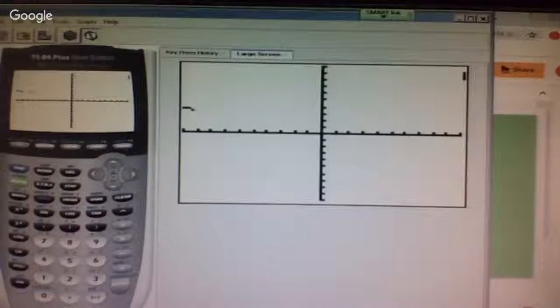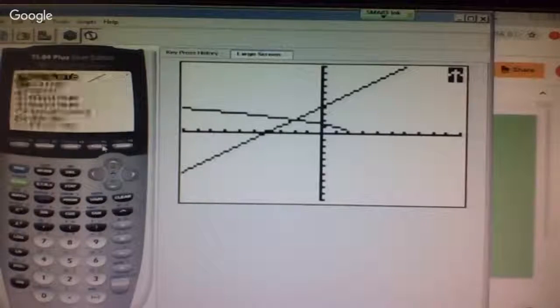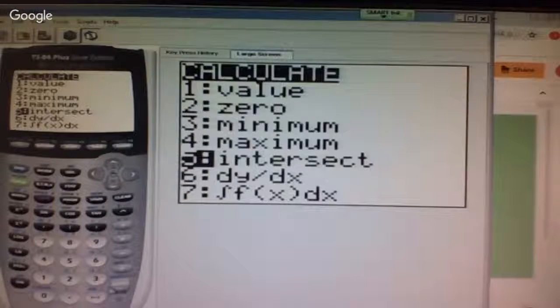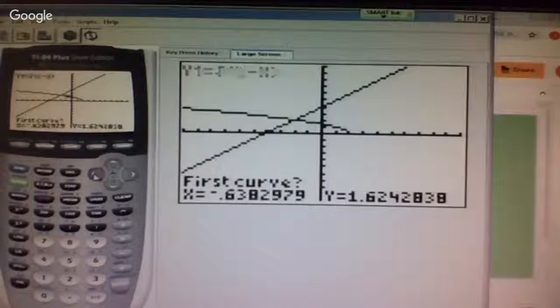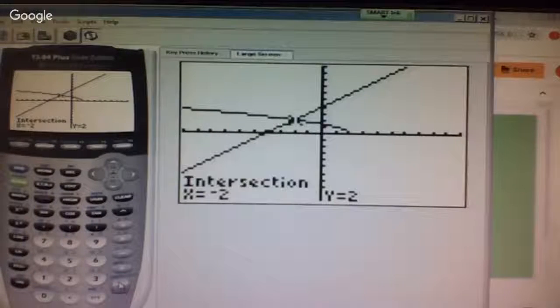Okay, you could have also graphed this. So here's your graphs. You can clearly see that they only cross once. So you can then go to second trace, calculate yourself an intersection where they cross. Remember, we take it as close to the intersection as possible. Hit enter, enter, enter. And your y's are the same when your x is -2.